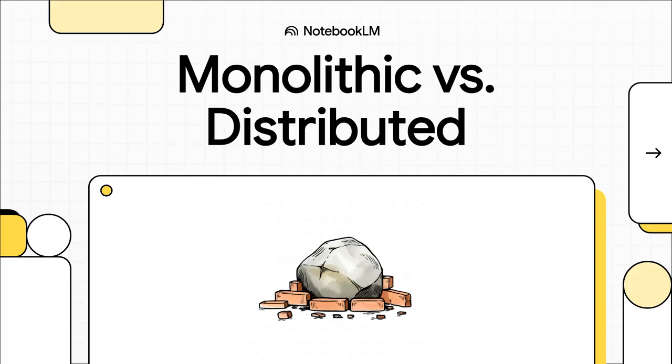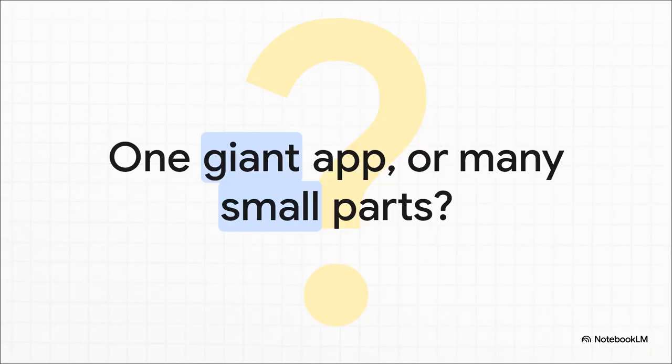So today, we're going to break down that exact choice, monolithic versus distributed systems. And really, it all boils down to this one simple question. Should you build your application as one massive, self-contained unit? Or should you break it up into a whole collection of smaller, independent services that all work together? It's a classic puzzle in software design, and we're going to explore all the trade-offs of each way of thinking.